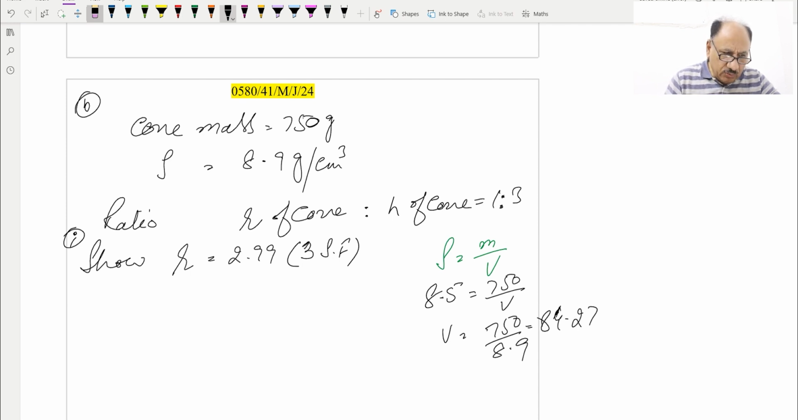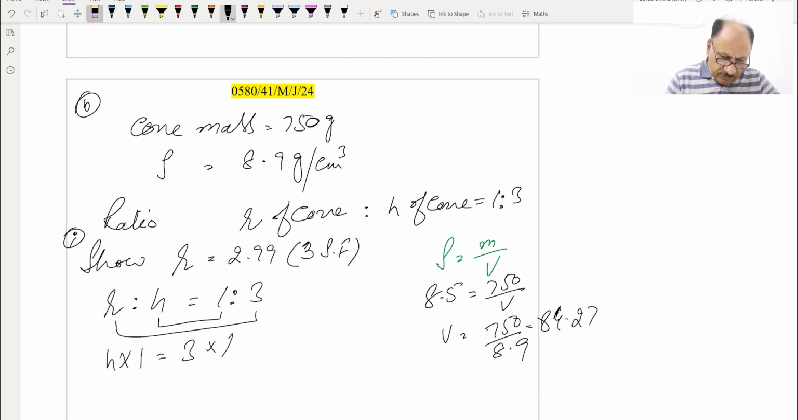And next is, now the radius to height ratio is equal to 1 ratio 3. So if we are taking the height, we can multiply inner and outer, so we can form the equation h into 1 is equal to 3 into r, so h will be equal to 3r. So this value we will be using.